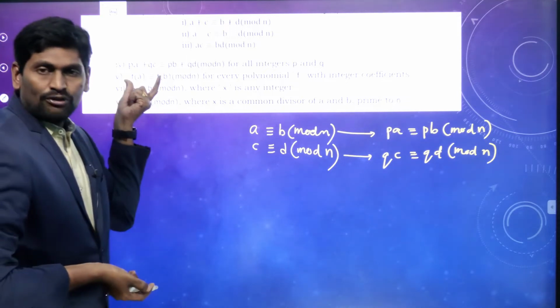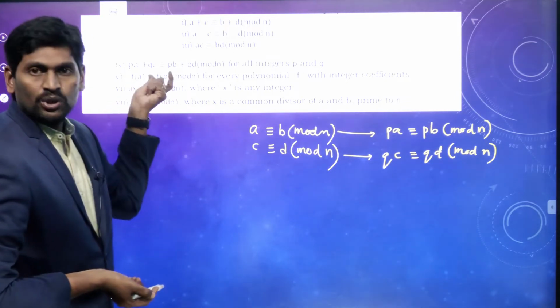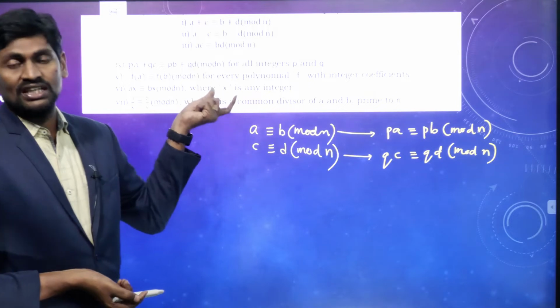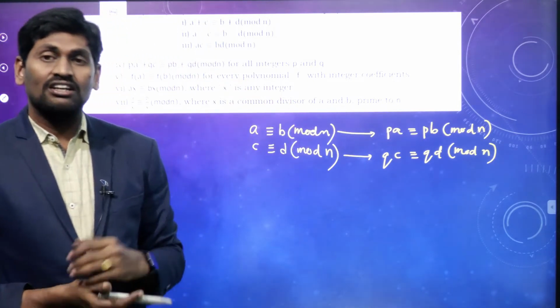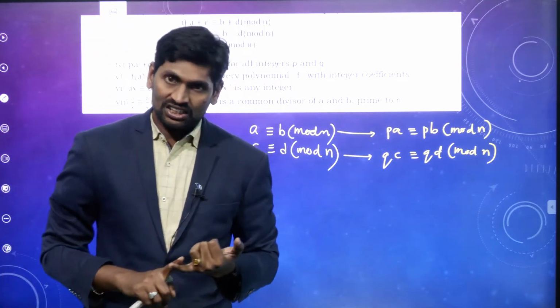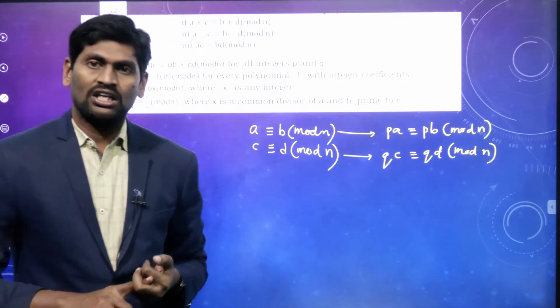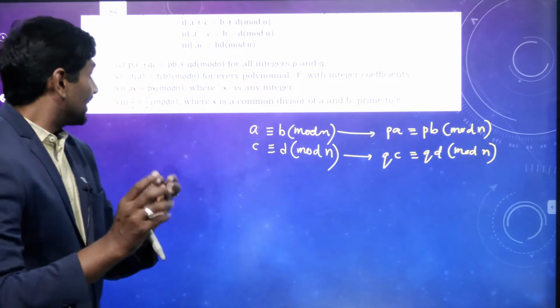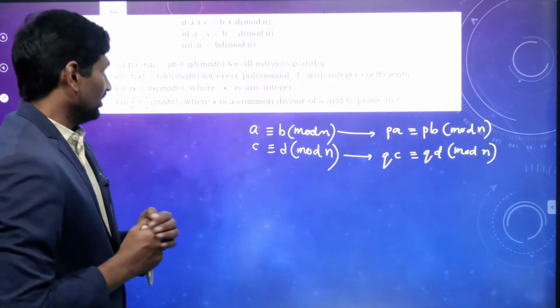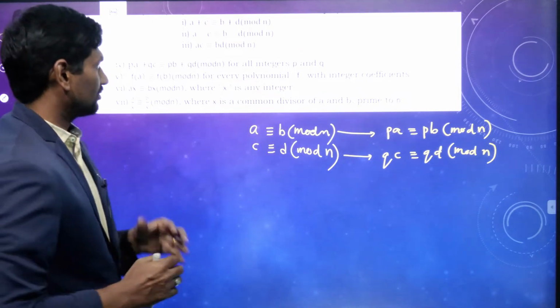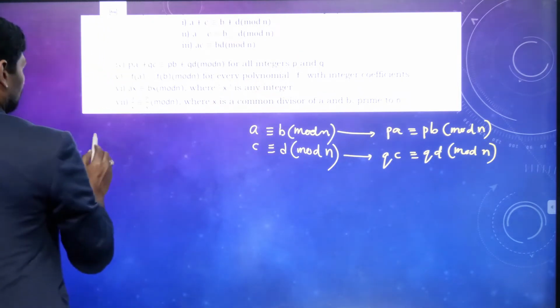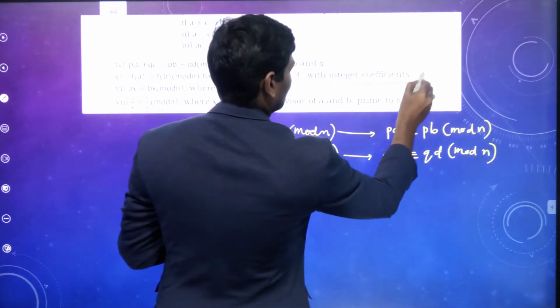Next, in the same way, f of A is congruent to f of B modulo N, where f is any polynomial, whether linear, quadratic, cubic or biquadratic. It can be any polynomial, and it is also satisfied with integer coefficients.